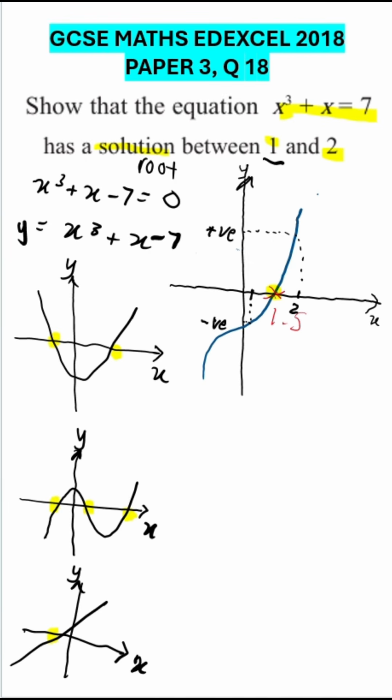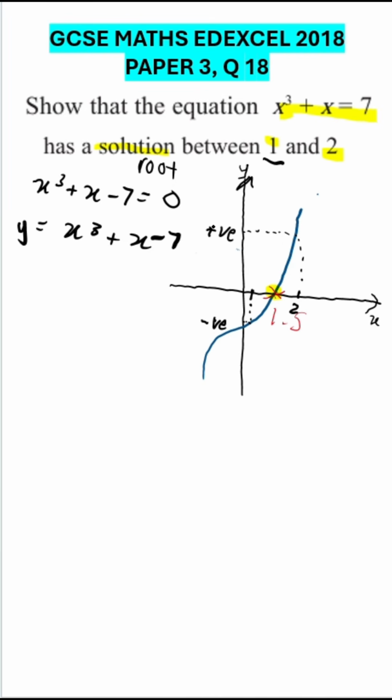Bear in mind that this can be different for different types of graphs. So I've got a quadratic here with the 2 roots highlighted, and a different type of cubic with 3 roots, and a linear equation with 1 root here. For GCSE, the same principle will apply to all equations. So all we have to do here is substitute x as 1 and 2 and show that there's a difference in sign between the two corresponding y values.